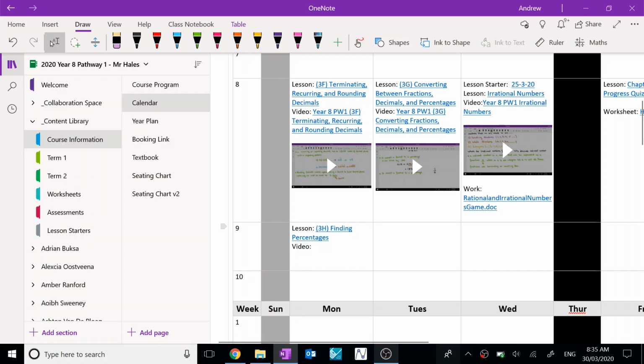Let's get into today, okay? So we're going to continue with our Chapter 3 topic. We're moving into finding percentages.